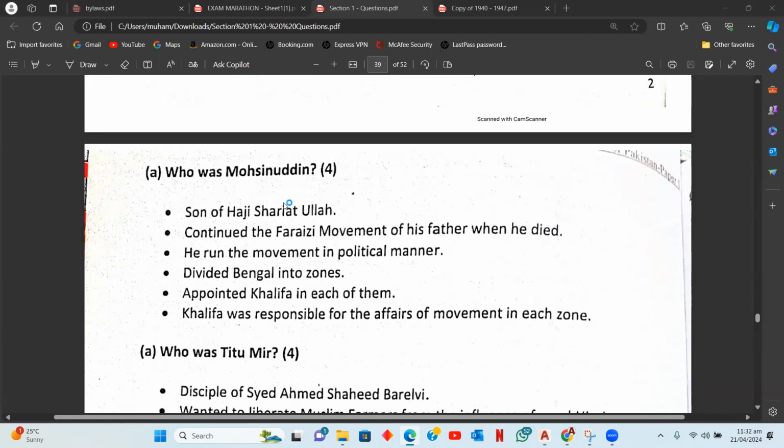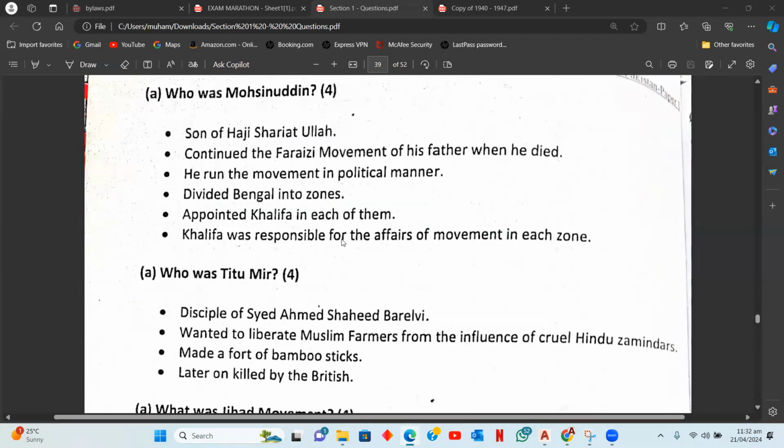Similarly, who was Mohsinuddin? This is a 4 mark question that asks you about a personality. Mohsinuddin was the son of Haji Shariatullah. He was the one who carried on the Farisi movement, right? You can maybe write 2 more points regarding the Farisi movement in this answer as well.